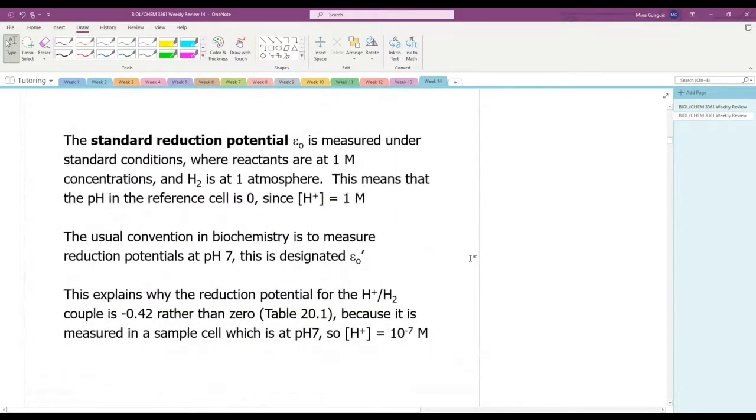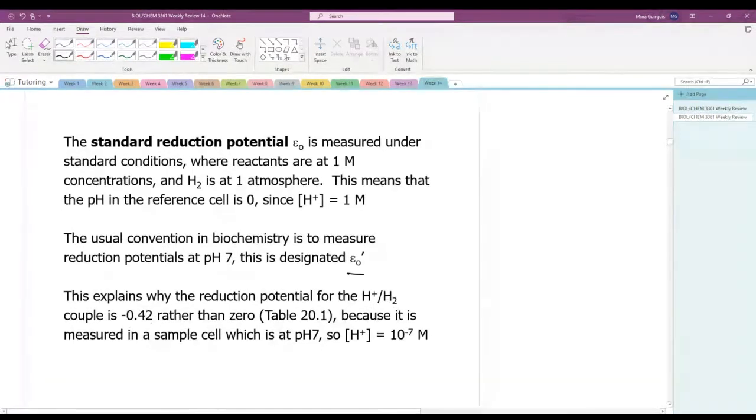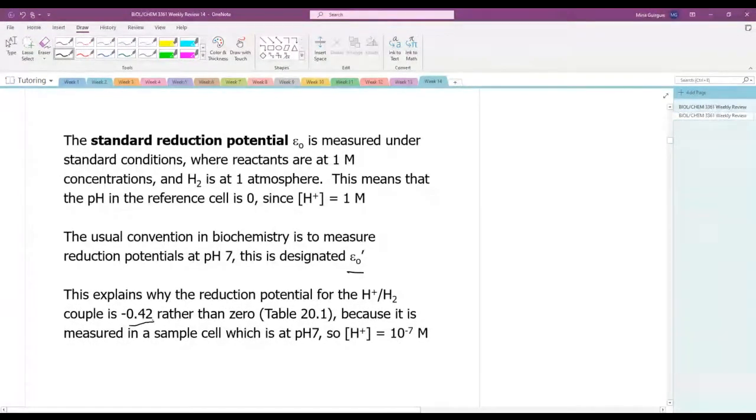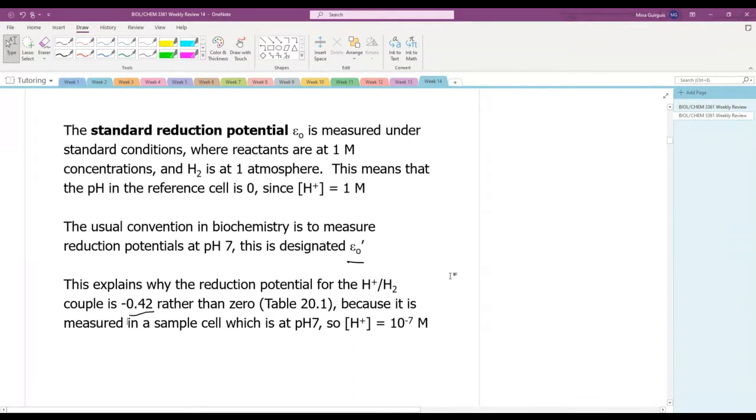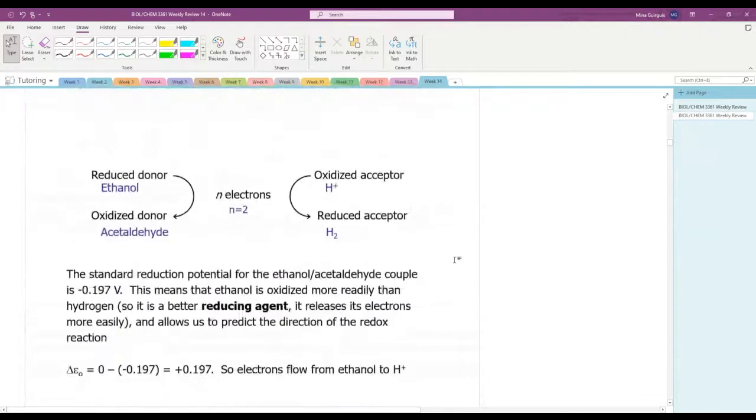Okay, there we go. This is what I wanted to emphasize. Once again, standard conditions: reactants are at 1 molar concentrations, H2 is at 1 atmosphere, and the pH is 0. We don't care about that. This is biochemistry. We want epsilon naught prime, the convention in biochemistry, the standard biochemical potentials. So when we have a different pH, the reduction potential of H plus to H2 changes. Despite H plus to H2 being our standard and always being defined as 0, it's defined as 0 for standard state, not for this. That's the other important thing.